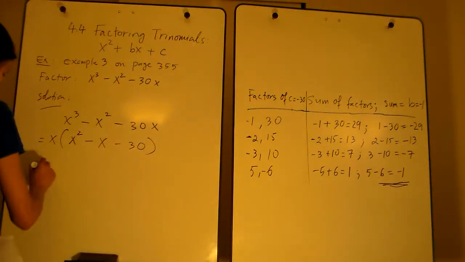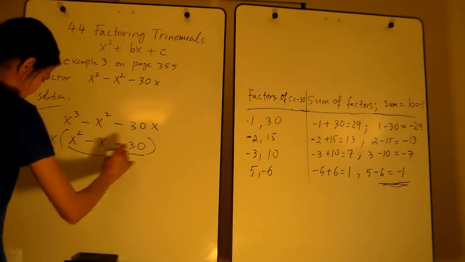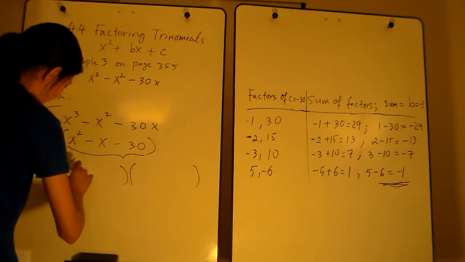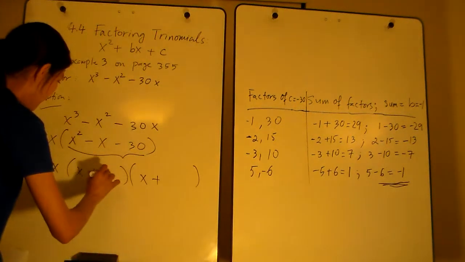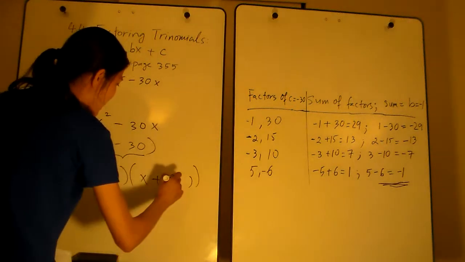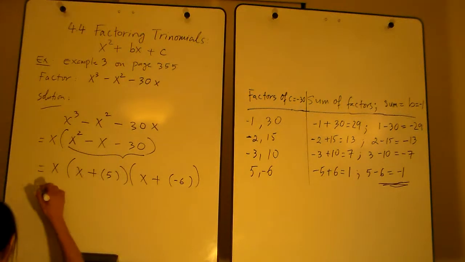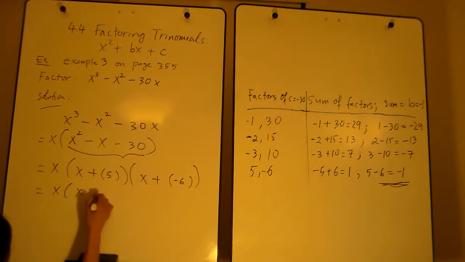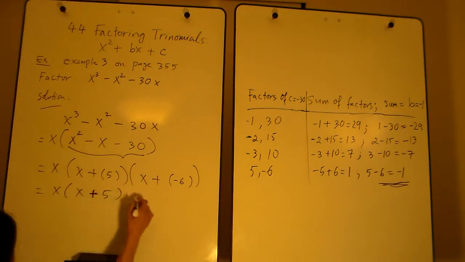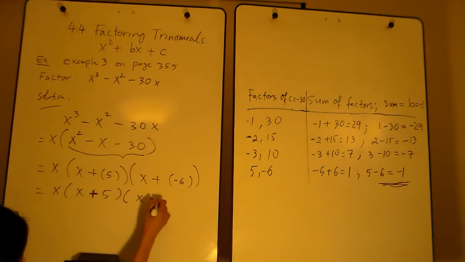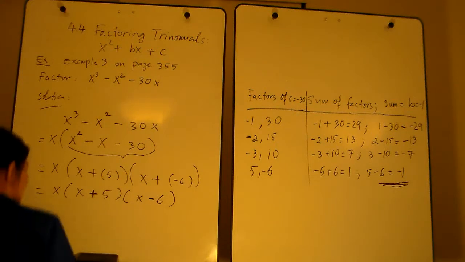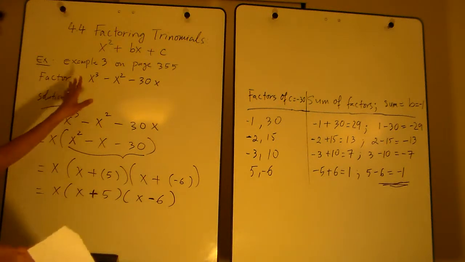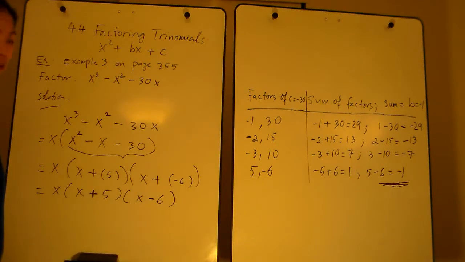So factor this out. Factor everything inside here into two factors. x plus, what is the factor? 5, right? What is the other factor? Negative 6. Simplify, we get x times (x plus 5) times (x minus 6), since positive times negative is negative 6. So the factorization is x times (x plus 5) times (x minus 6). And with this, we're done with Example 3 on page 355. And this is the answer.